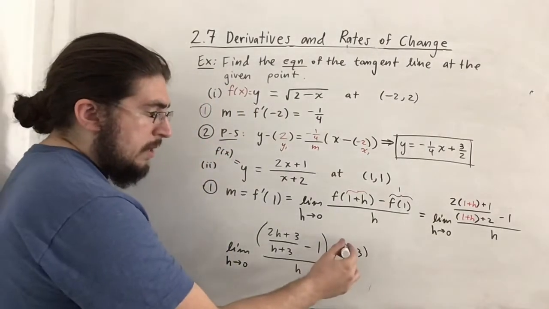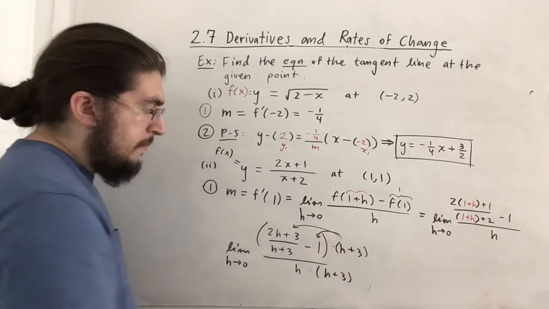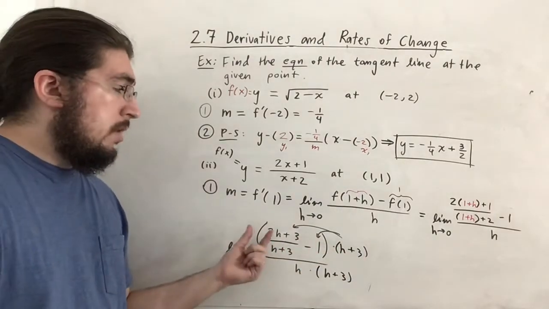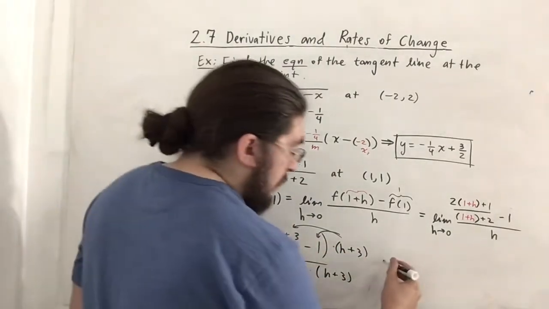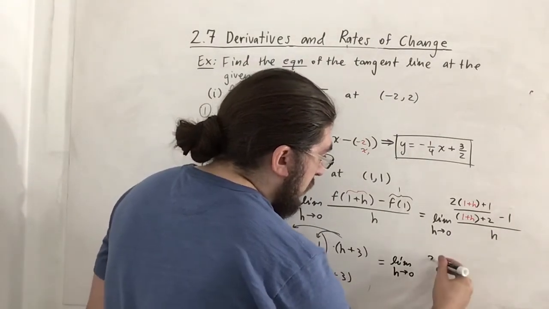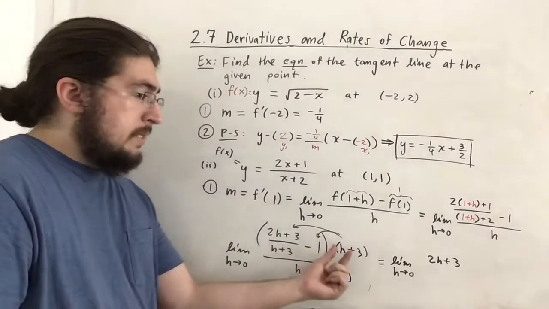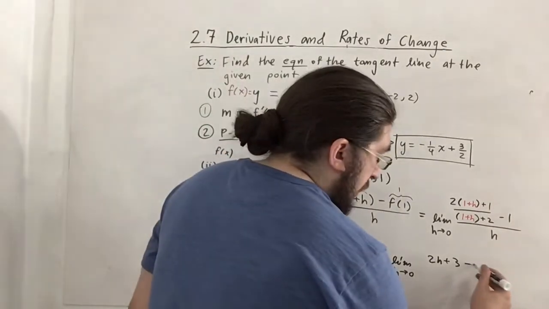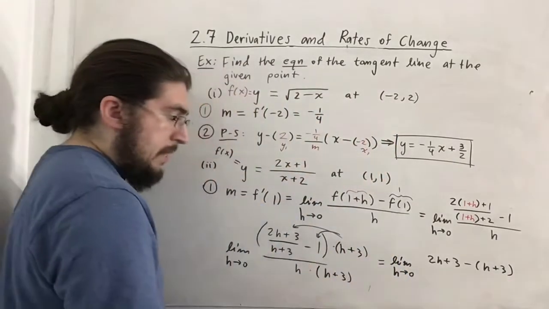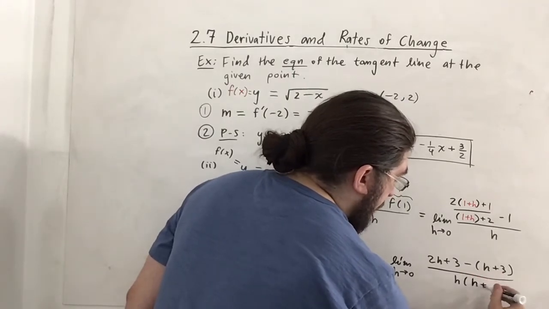So basically this quantity is going to distribute amongst each of these two terms in the numerator. The first term, when you distribute this in, will cancel with the denominator and only leave you with the numerator 2h plus 3. So again, we get the limit as h goes to 0 of 2h plus 3 minus 1 times h plus 3, which is negative h plus 3, so you have to be careful there. Okay, so keep that in mind. Over h times h plus 3.